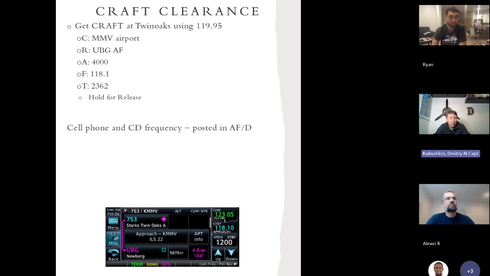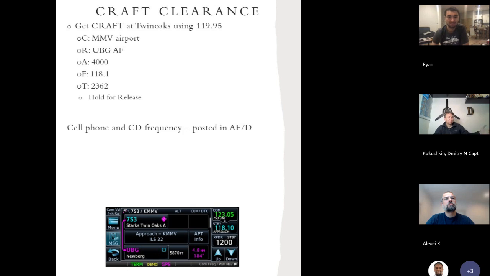Once you're ready, and they will ask you, are you ready now or later, they will find a window of opening in the IFR system, and they will release you for departure within a specific time window. So for example, 5 minutes.